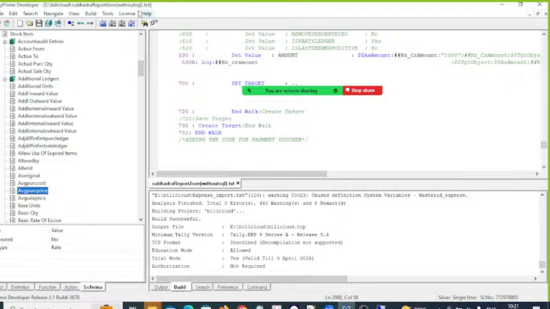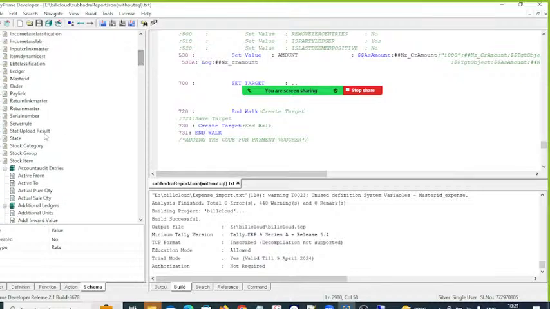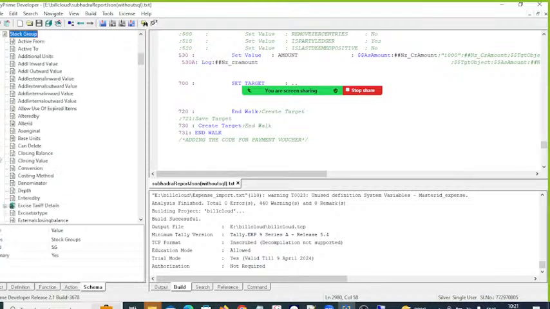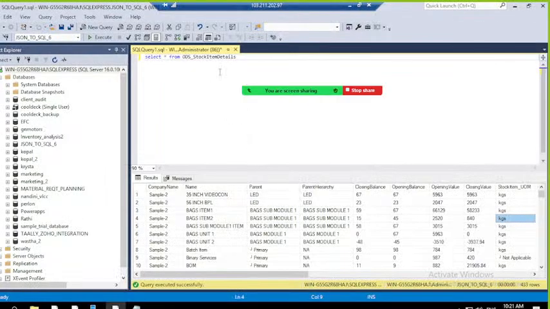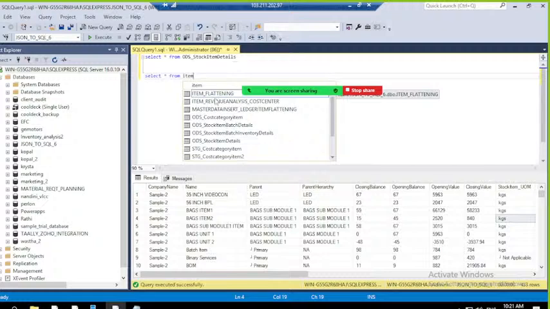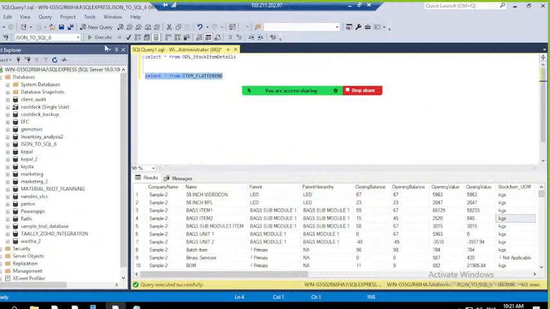Now this stock item also has hierarchies across stock group, because it can have multiple hierarchies. One stock item can have a parent stock group, then that can have a parent stock group, then that can have a parent stock group, and so forth. So in order to do that, you pick up this select star from item flattening. Did you understand?